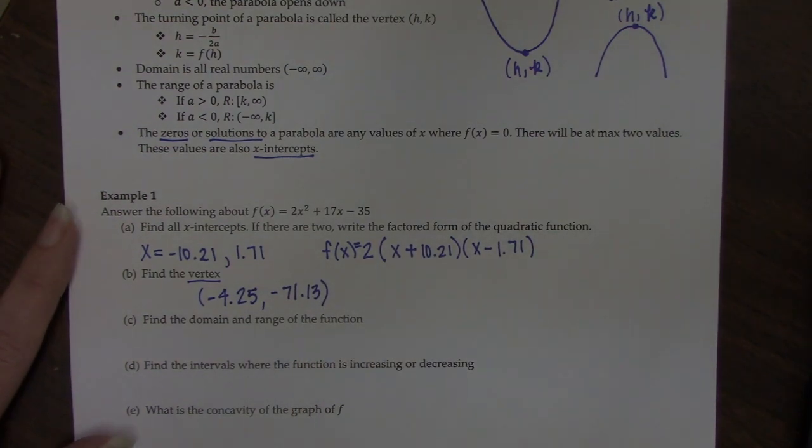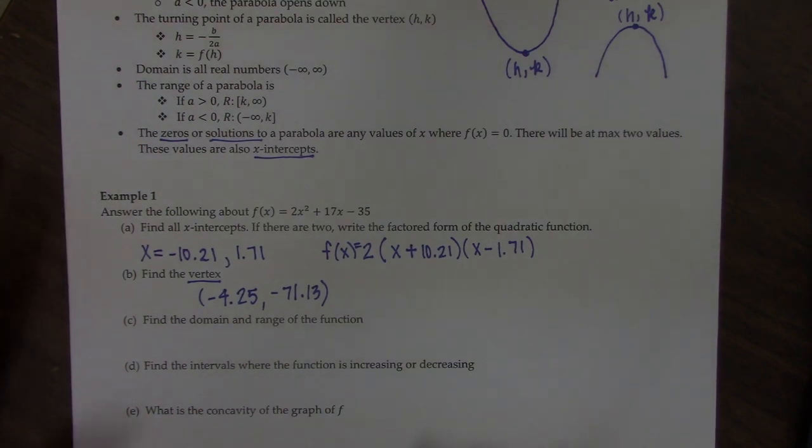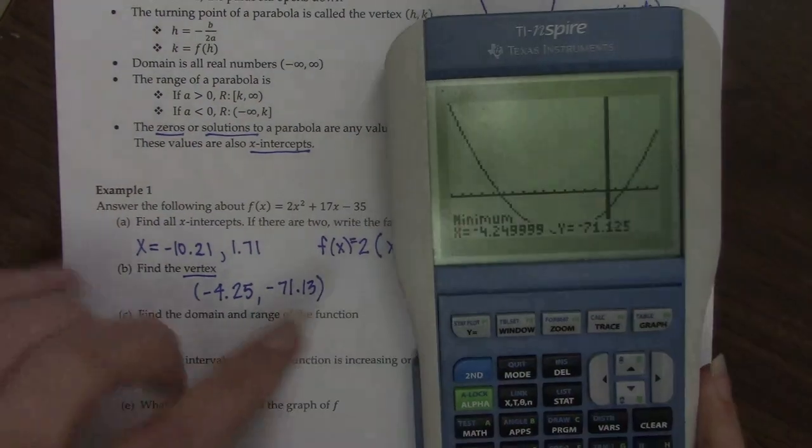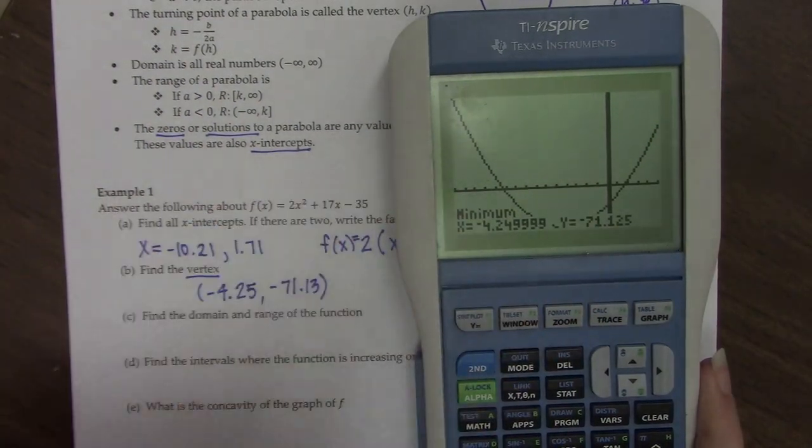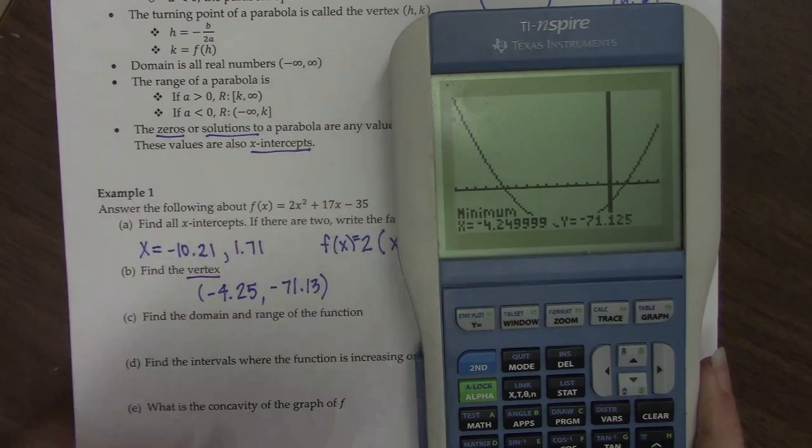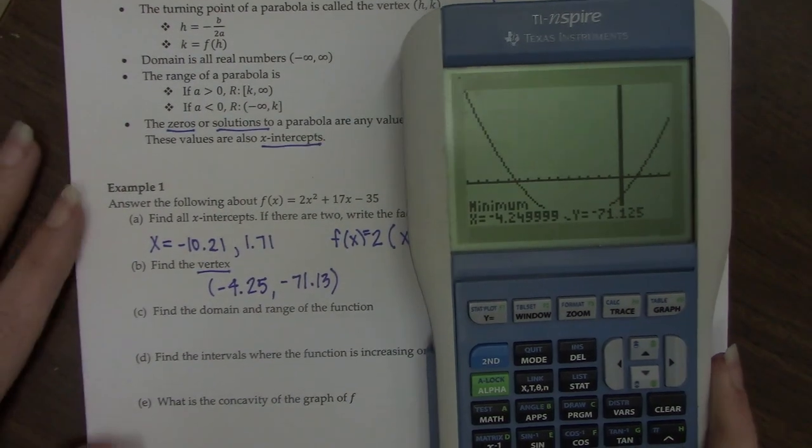-71.13. So that's why I needed to zoom fit this function, so I could actually get a look at the whole thing, so I could capture this minimum. It would still capture the minimum for you, even if this is off the screen. The calculator will return y values you can't see, but it can never return x values that you can't see.